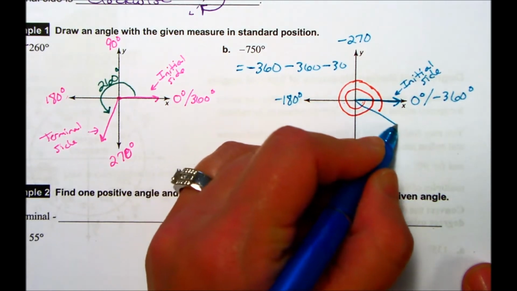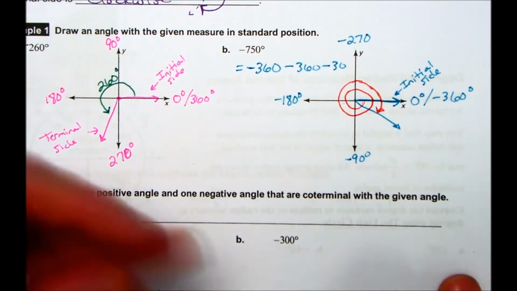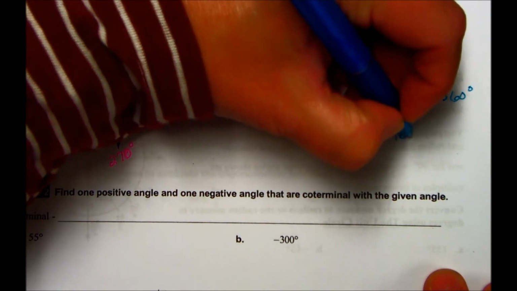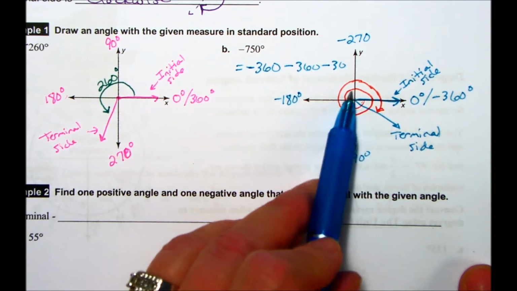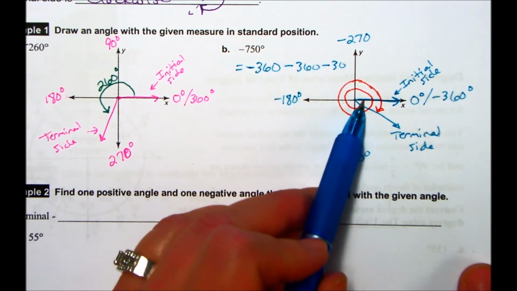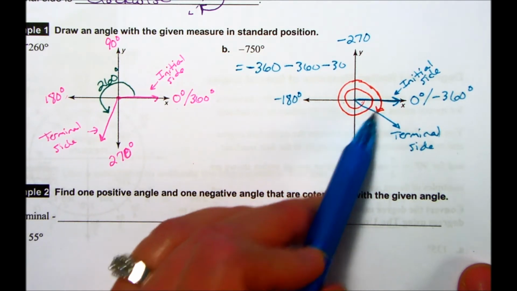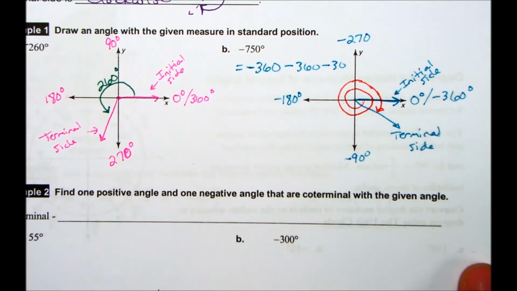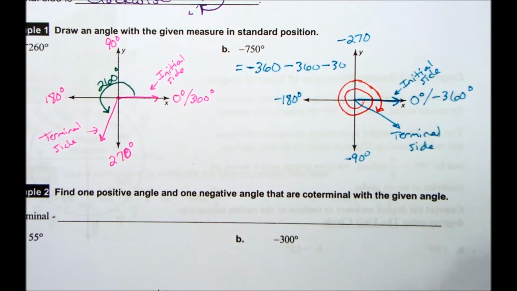So I'm going to draw my terminal side now, and the arrow here. So that's my terminal side. So the spiral has to look just like this. I always start towards the center when I know I'm going to have to go more than one full circle. So start here, go around, negative 360, another negative 360, and then negative 30 degrees more for a total of negative 750. The spirals show how many times you've gone around. Okay, so that is how we draw angles in standard position.